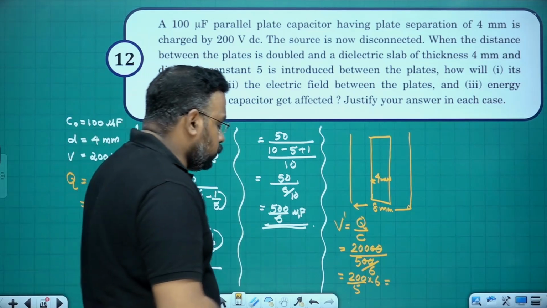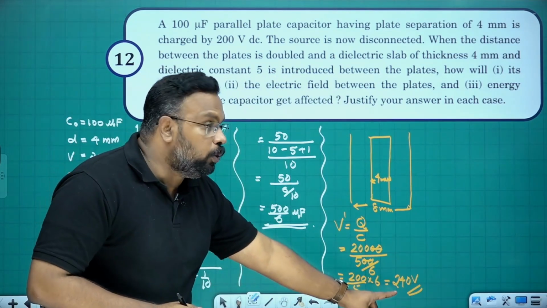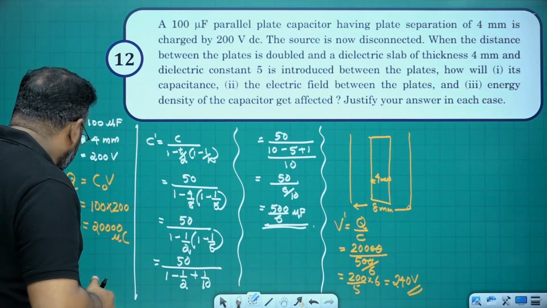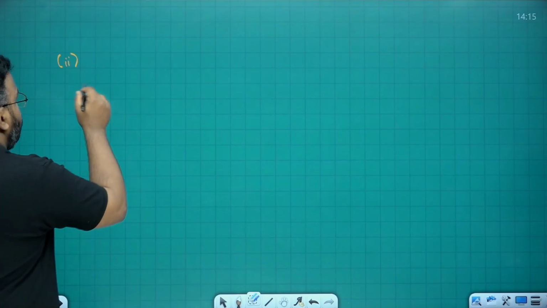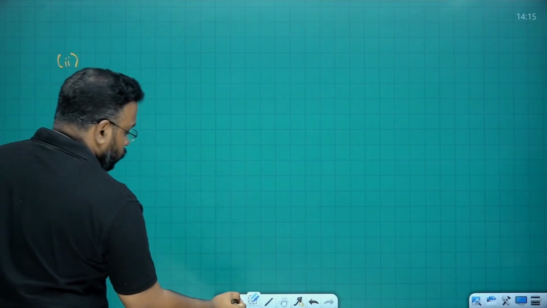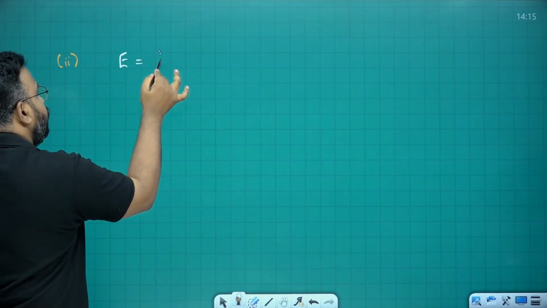Yes or no? So 40 into 6, 240 volt. So the new potential is 240 volt. So we need to find what? The new electric field. So we can directly use the formula. New electric field E is equal to, what is E once again? E is equal to V by D.